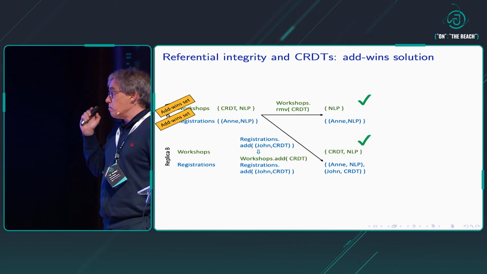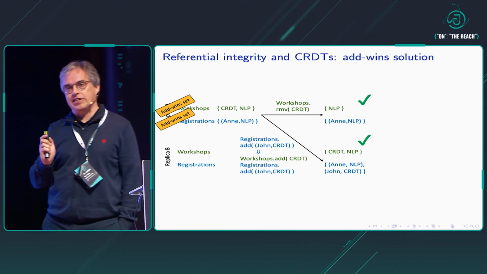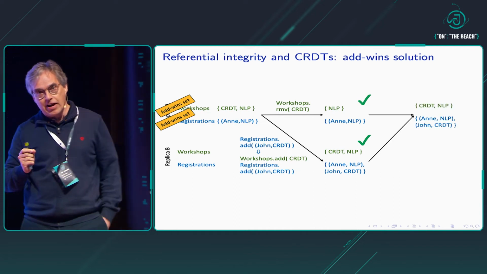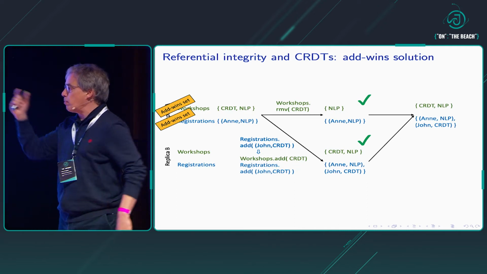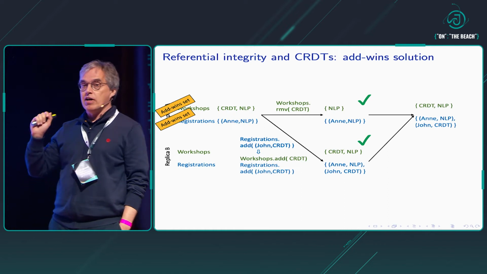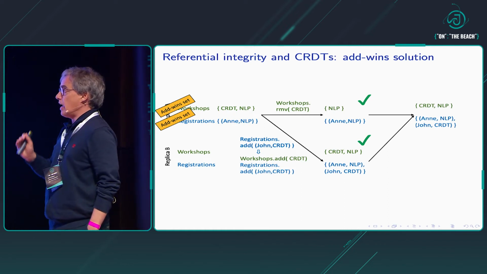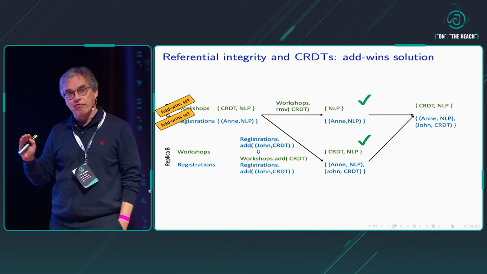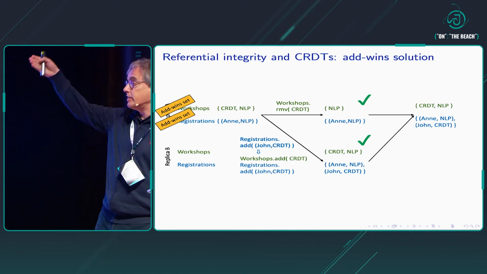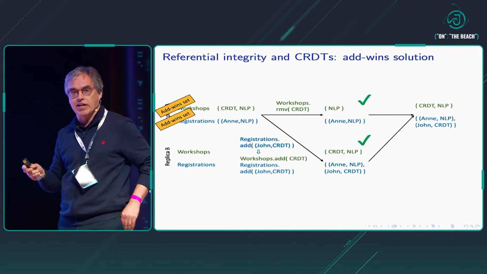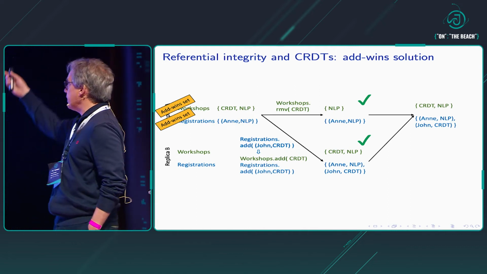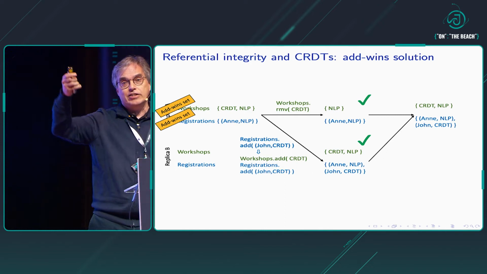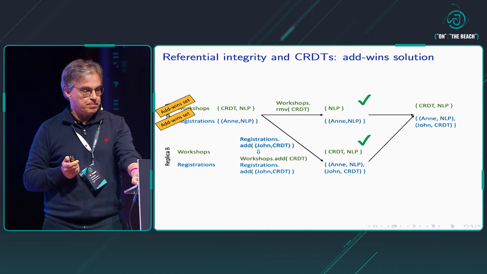Okay, and now this is fine. Referential integrity is solved here. And now when I merge, I have concurrent operations on the workshops. In the upper replica, I've removed the CRDT workshop, and in the down replica, in replica B, I've added the CRDT workshop. When I merge it, as this is an add wins set, I end up with the CRDT in the set. And this is the idea to solve the referential integrity problem.